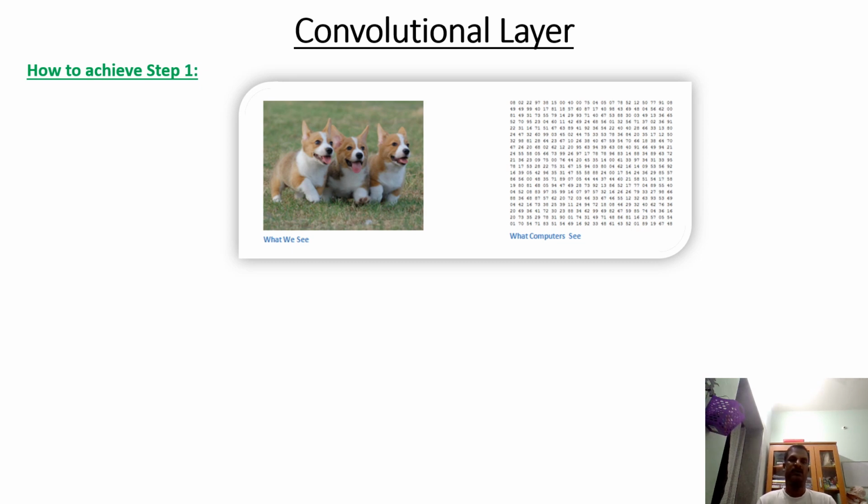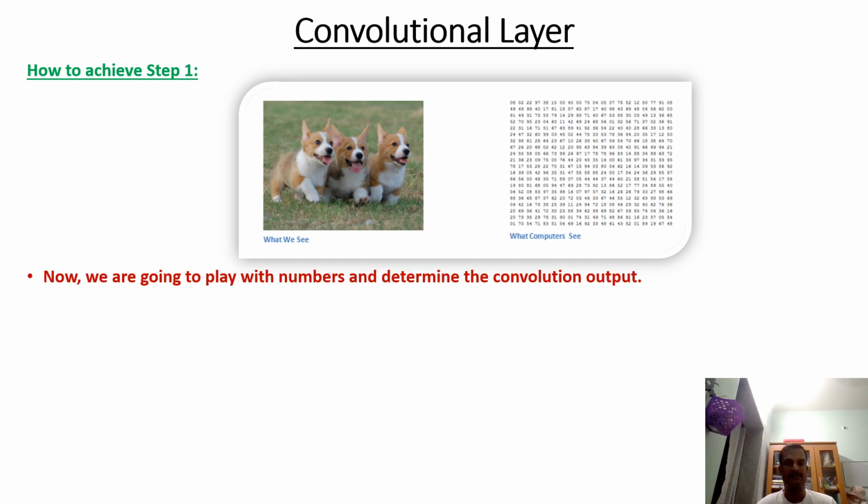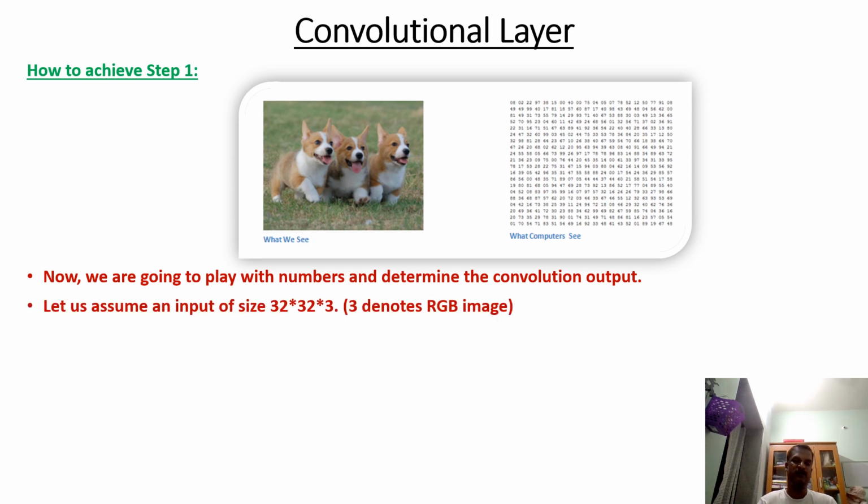So here is what a human being can see. They can see their dogs in a garden. But when you look at your computers or algorithm, they are going to look at only the numbers behind the pixels of these images. So we are also going to play with numbers and determine the convolution output. So how do we do that?